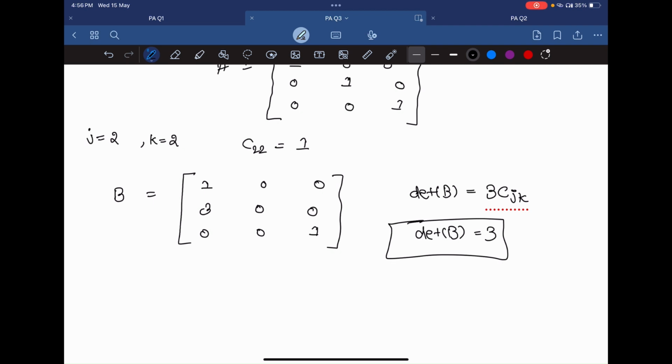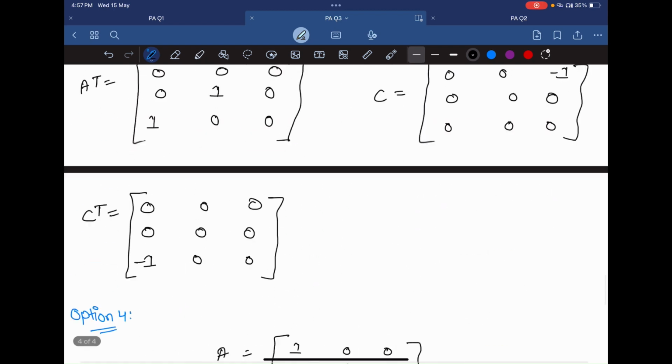So let's try calculating the determinant for this matrix. We have one property of determinant, that is if any row or column of a matrix is a 0 row or 0 column, then the determinant for that matrix is 0. So from that we get that determinant of B is 0 and not 3. Hence this option is also incorrect.